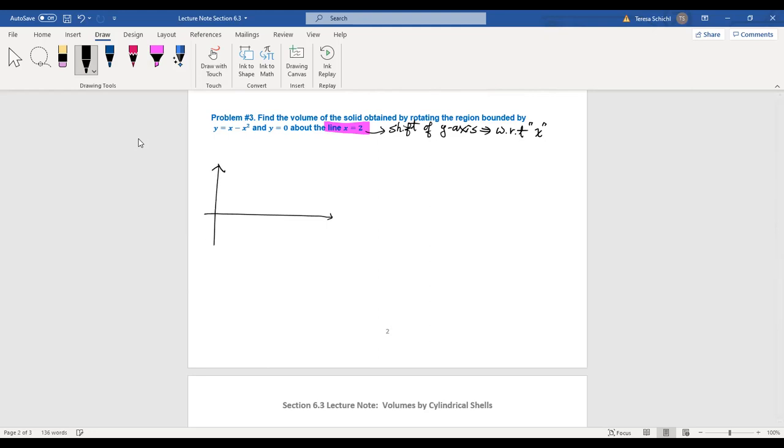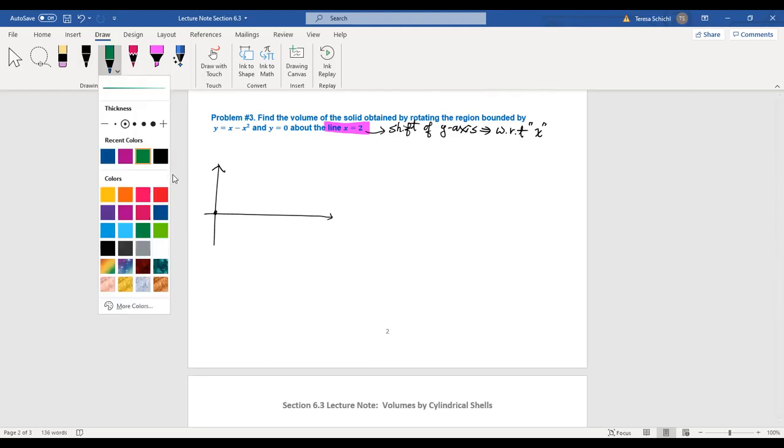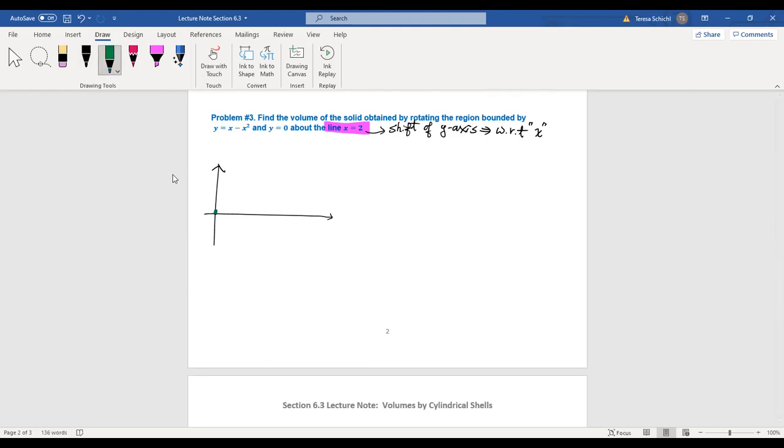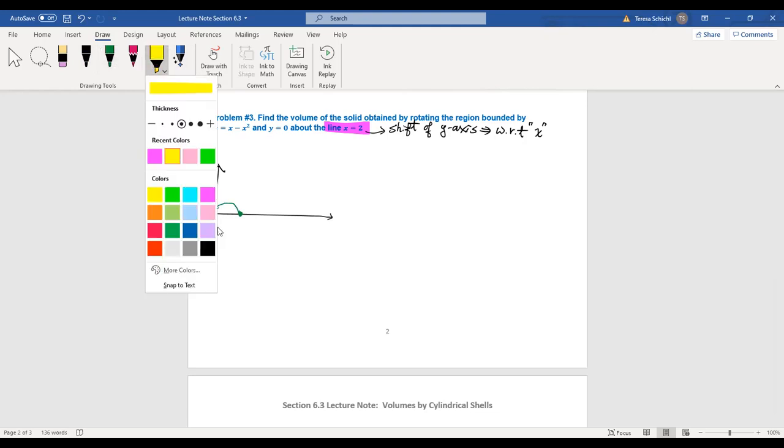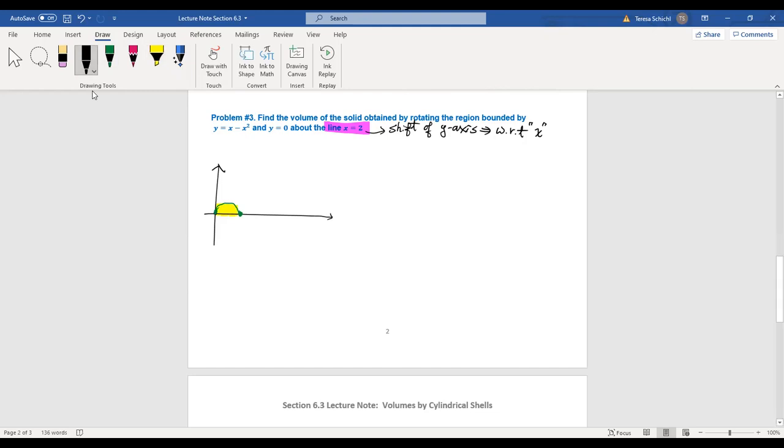All right, so y equals x minus x squared. When x equals 0, y equals 0, so it's here. When x equals 1, y equals 1, so 1 is here. Then this is my function, like some quadratic here. This is the area I'm going to rotate. Right, so everything is good.